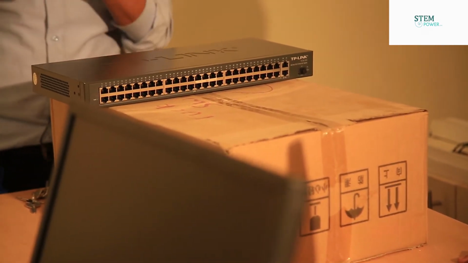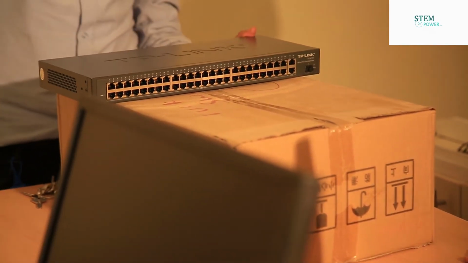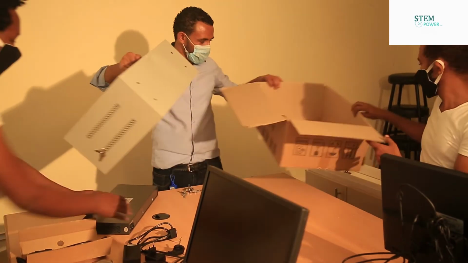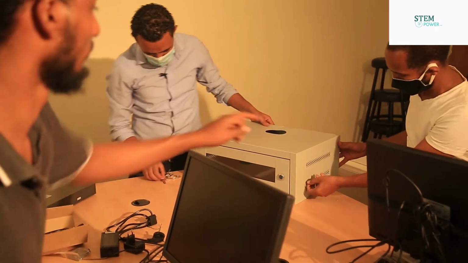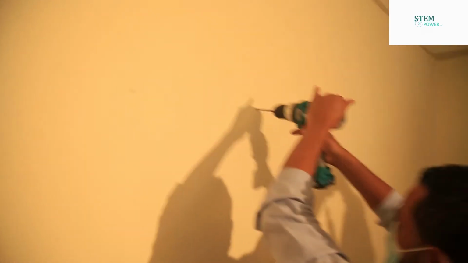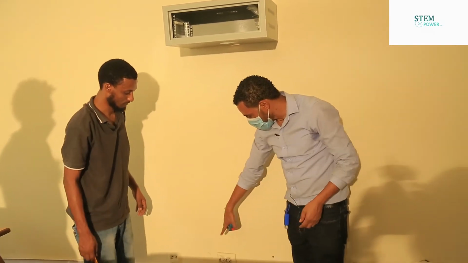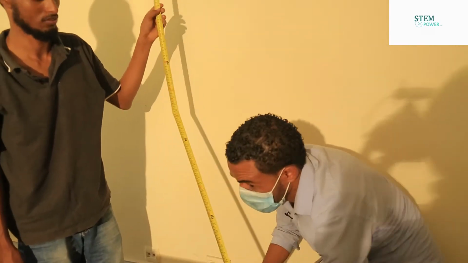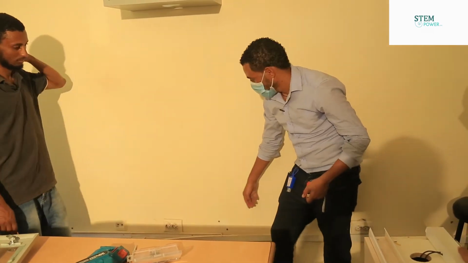For our switch, we need to have a holder. We call it a rack. This is a switch rack. It is used for holding our switch. So let's mount this switch rack. After mounting our switch rack on the wall, we can start to measure the length of all the computers from the switch position.